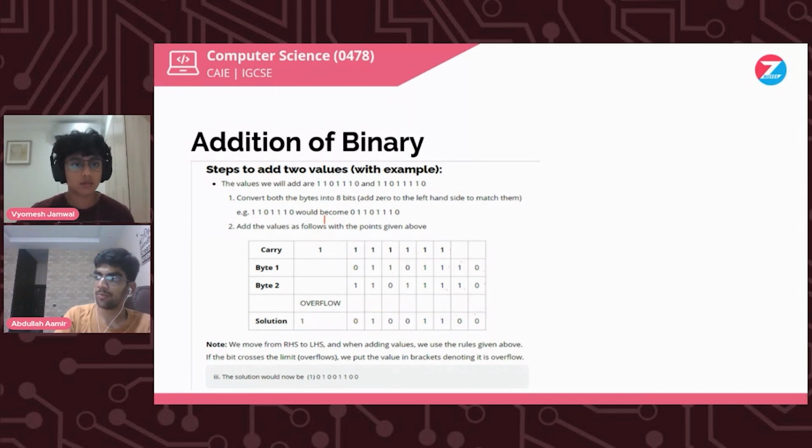Now this bit, when we are given the answer, if we just look at the end, it's written in brackets like this. So this is how you do it. Pretty simple. And if you have a good amount of practice, we will easily add two values and it's not that confusing.